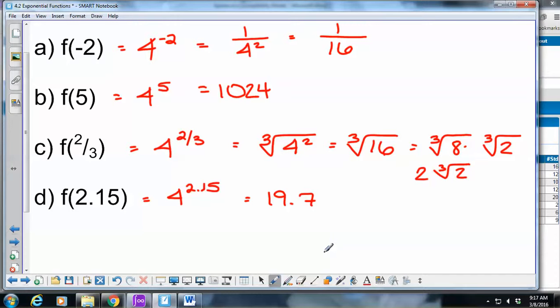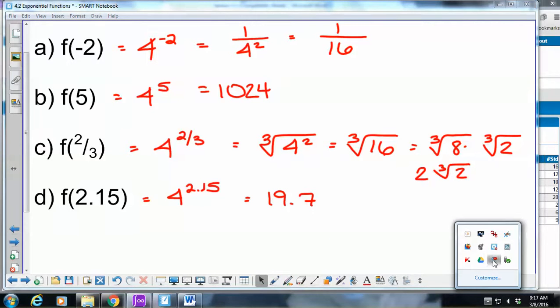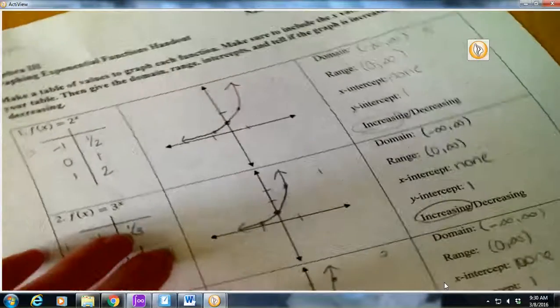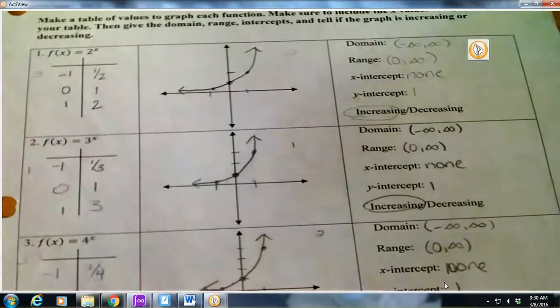The nice ones, we prefer the whole number exponents. Just as a review, what's anything to the first power? Itself. What's anything to the 0 power? 1. Okay, so on this handout, what do you notice when you put in the points -1, 0, and 1? When you put in the negative, we got a fraction. When you put in 0, you got out 1. When you put in 1, you got that number.